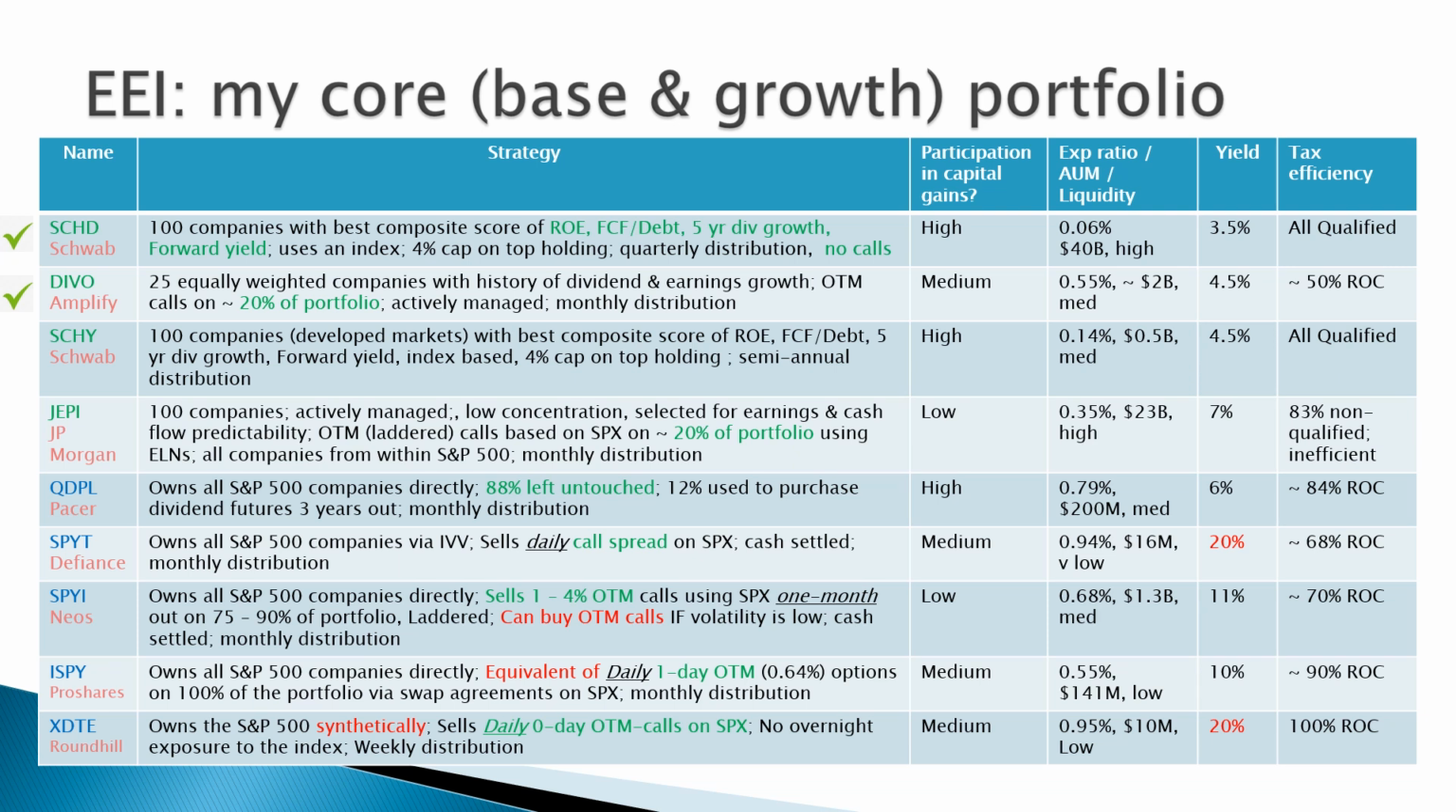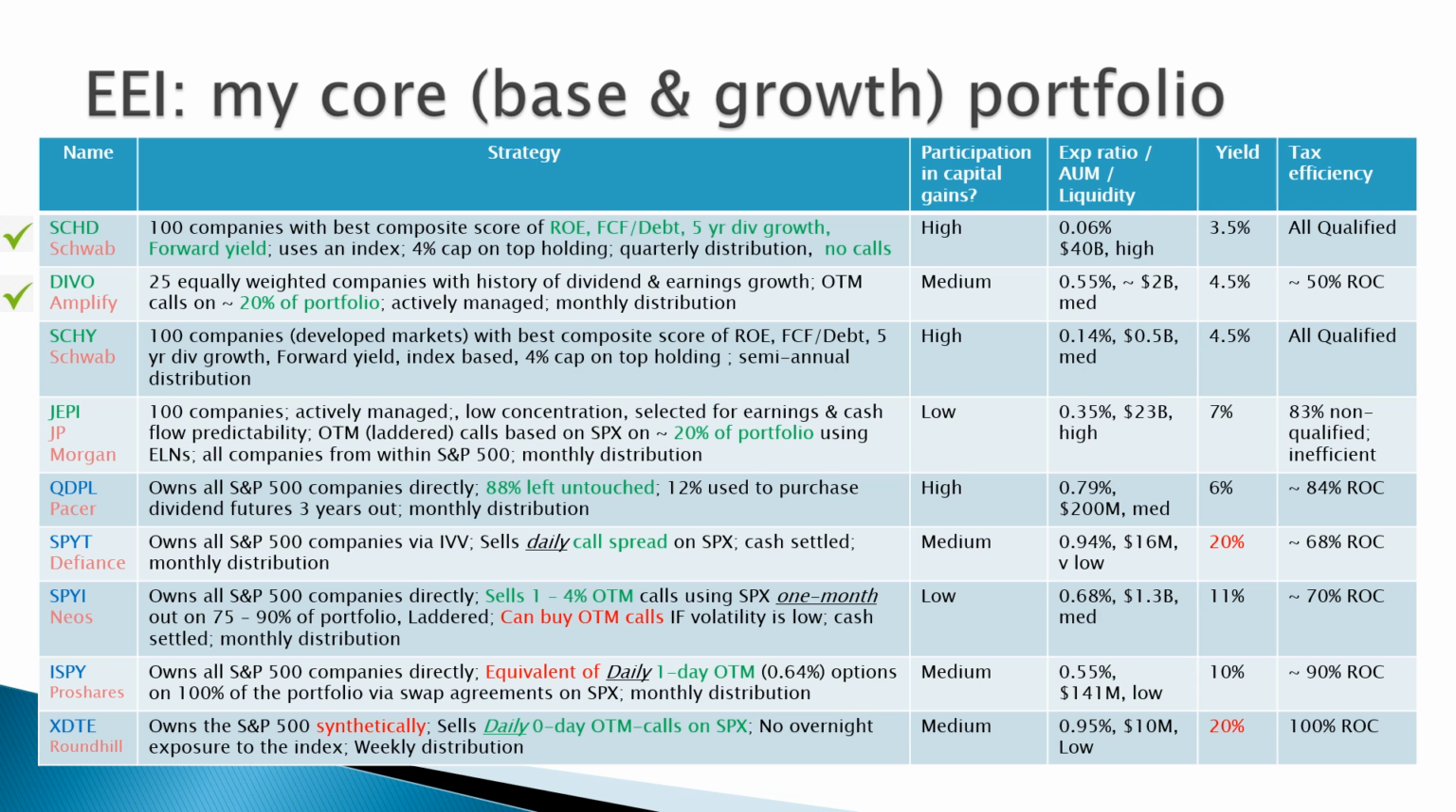Participation in capital gains is medium, primarily because a large portion of the portfolio does not have calls sold on it, and the ones that do, the 20% or so, are out of the money calls. So there's some participation in capital gains. The expense ratio is high, 55 basis points. It's reasonably liquid. I have not seen a terribly large spread.